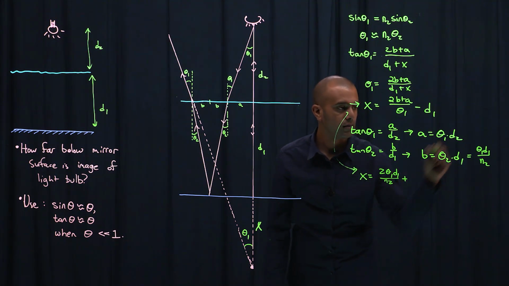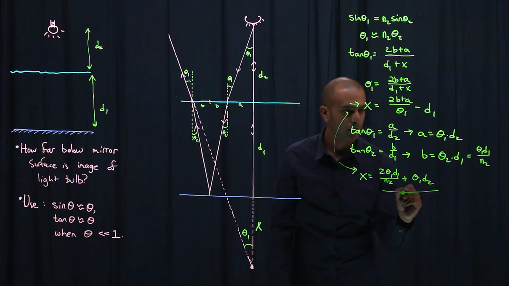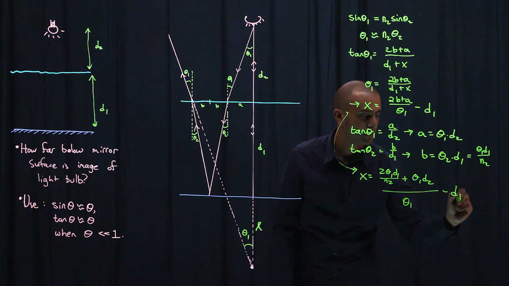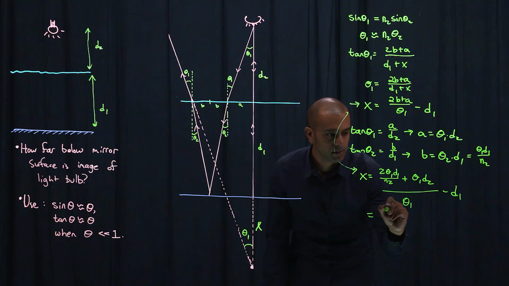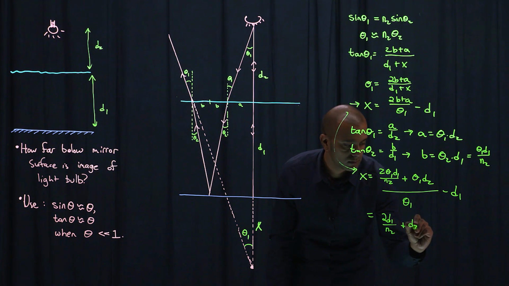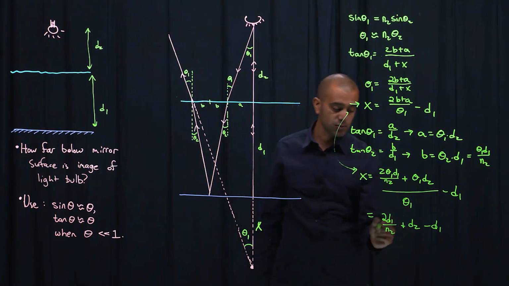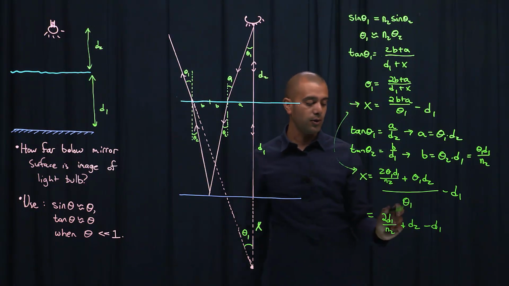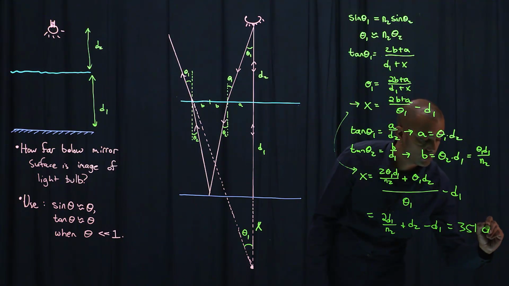And then for a, we have this guy, all over theta 1, and then minus d1. So as you expected, the theta 1s will cancel from every term in this fraction. So you just get 2d1 over n2 plus d2 minus d1. We know all those quantities. This is 1.33 for water. And we know d1 and d2, so that just gives us, when you plug in the numbers, 351 centimeters.